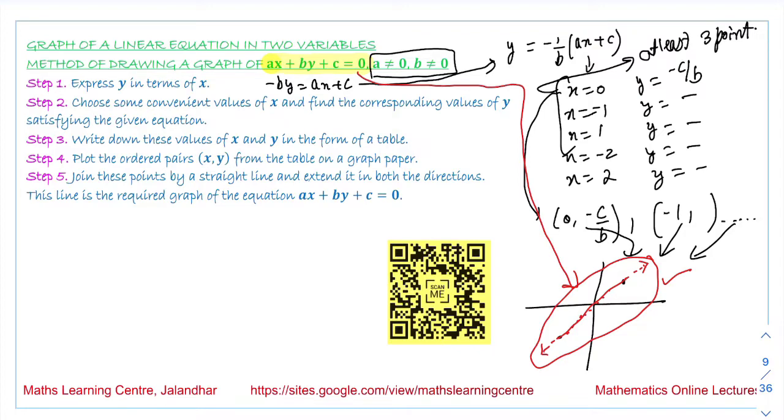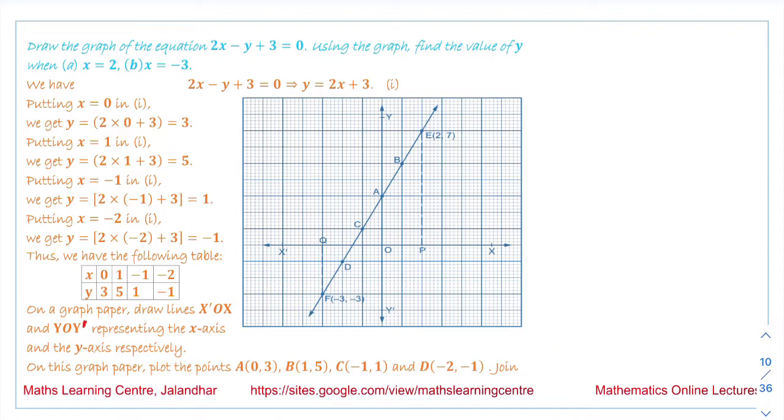Now in the next question, it is asked: draw the graph of the equation 2x minus y plus 3 is equal to 0, and using the graph find the value of y when x is equal to 2 and x is equal to minus 3. First step, we write this equation: 2x minus y plus 3 is equal to 0. We can write it as 2x plus 3 is equal to y. So we get y is equal to 2x plus 3.